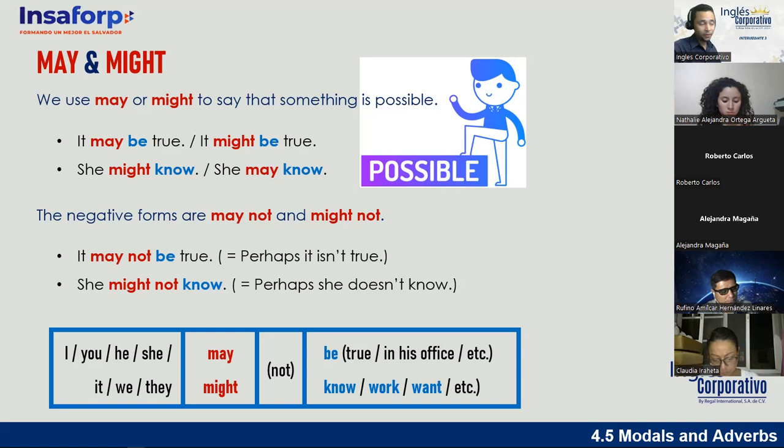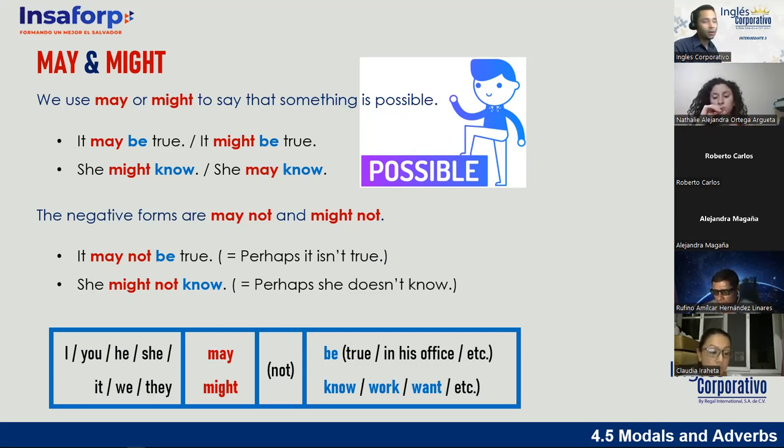And after that, you use the modal, may or might. If it's negative, you will say may not or might not. And after that, you need to use a verb in base form, like be, know, work, want, etc. So yeah, those are the rules right there. Number one, you have to use a verb in base form. And number two, modals don't have a special form for he, she, or it.